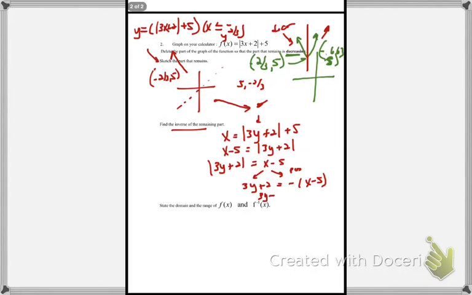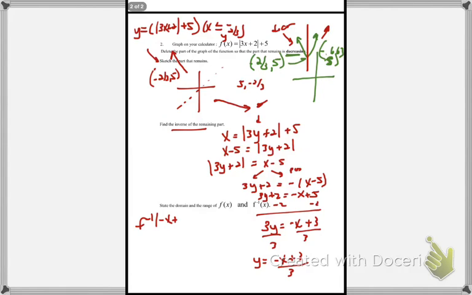Okay, and we're going to distribute this, and then we're going to solve for y. So we're going to subtract the 2. 3y is equal to negative x plus 3, and divide by 3. If you were to graph this function, you would get a line. So our inverse has a little bit of a problem. We do not want the full line. We only want part of it.